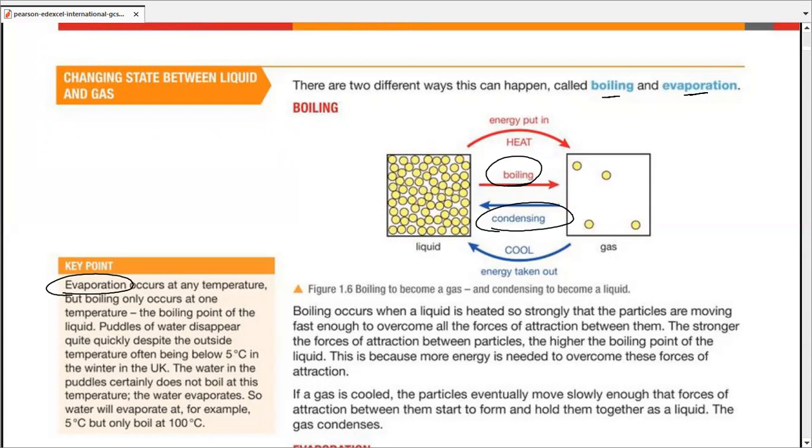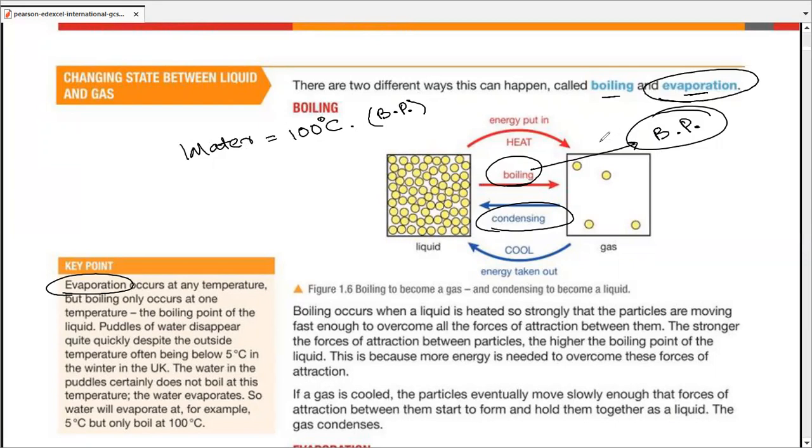Okay, let me explain. Boiling occurs at a specific temperature for which we have the name boiling point. Such as for water, that occurs at exactly 100 degrees centigrade. 100 degrees centigrade is actually the boiling point of water. At this temperature, water would be converted into steam. But any temperature in between the melting point and the boiling point is the temperature when evaporation can take place.